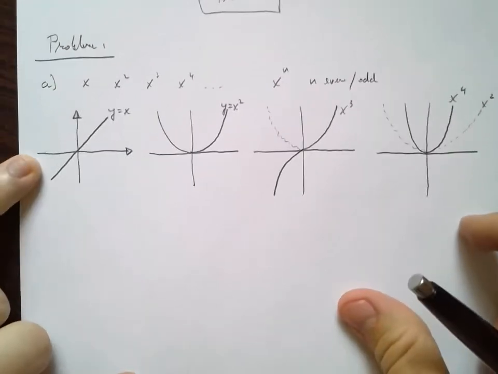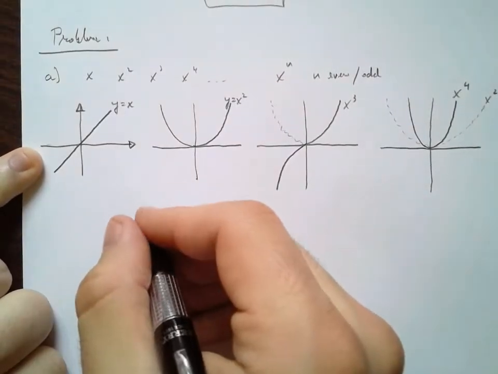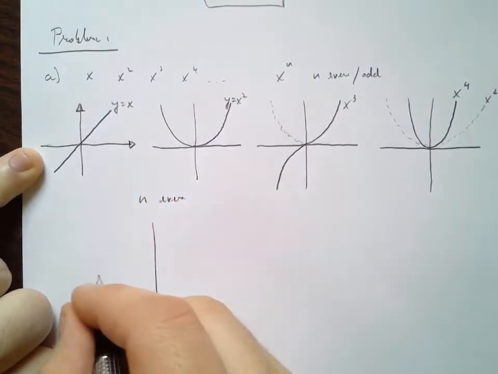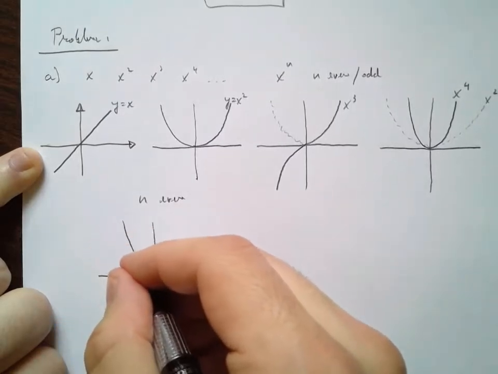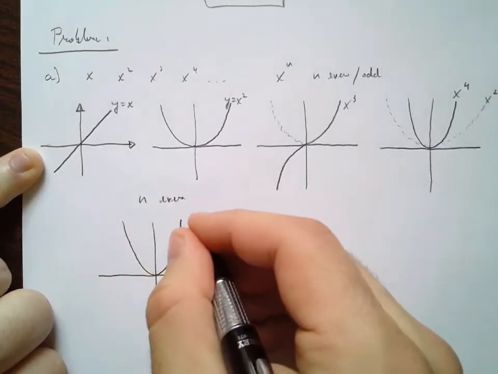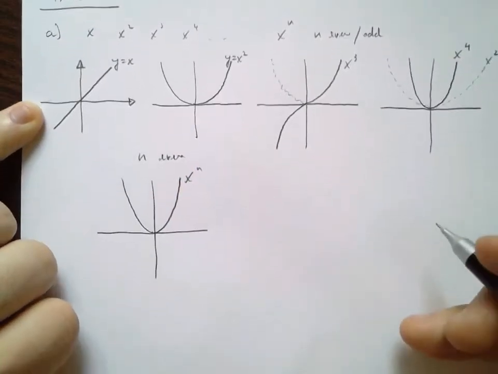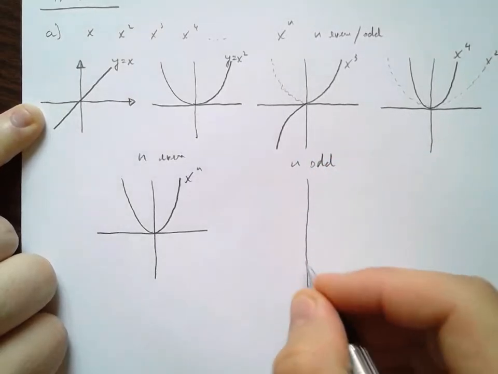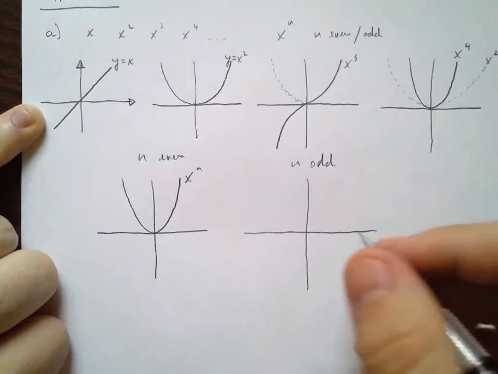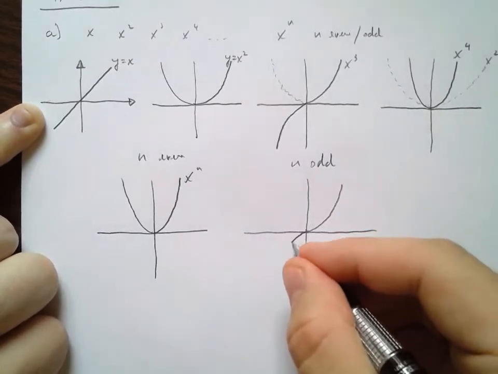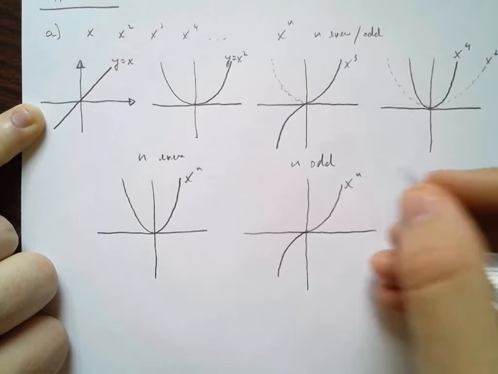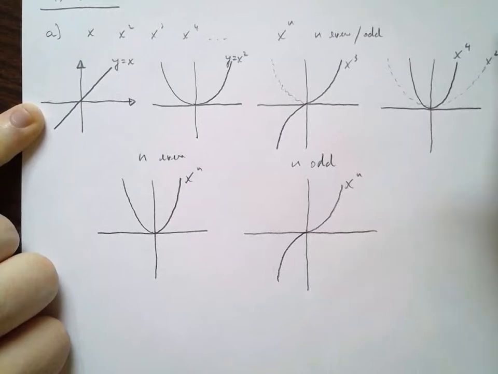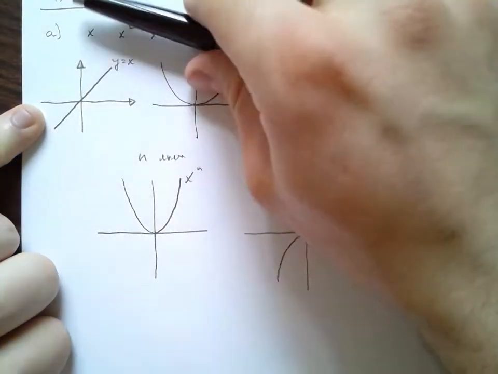So in general, when n is even, the graph of the function x to the n is going to resemble the parabola, whereas when n is odd, the graph of x to the n is going to resemble x cubed, right? The x cubed function, so it is going to cross the axes just like so. So that's the first part.